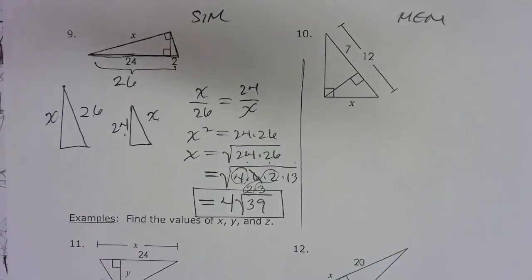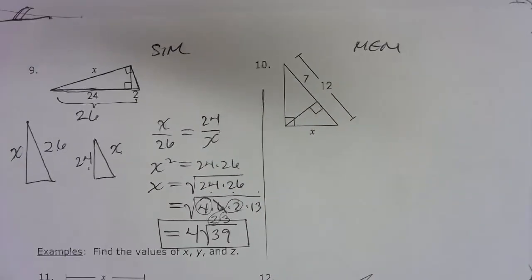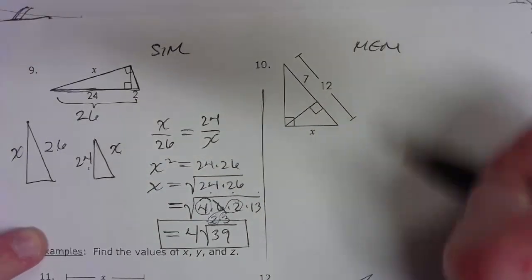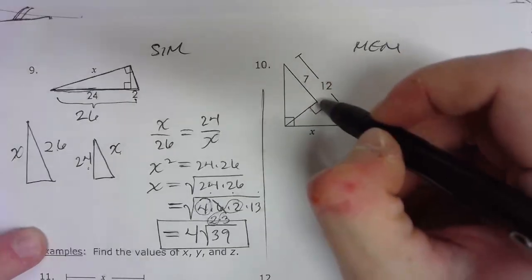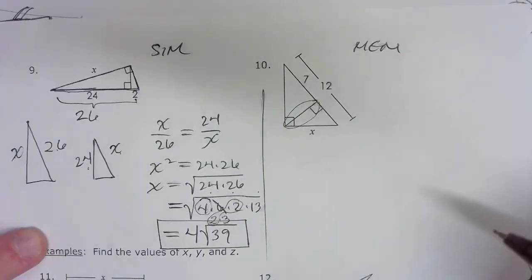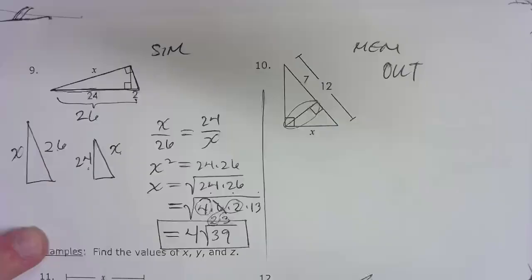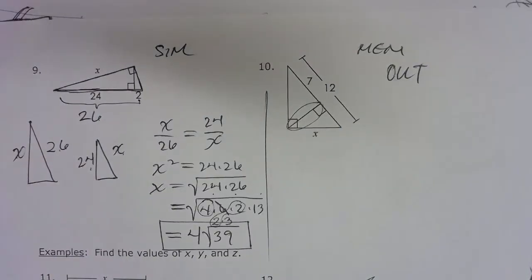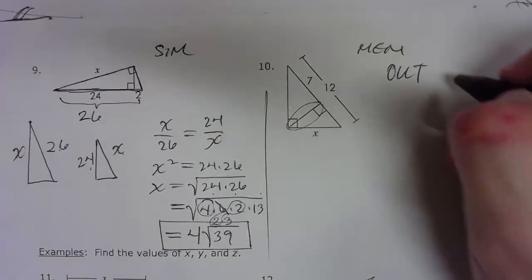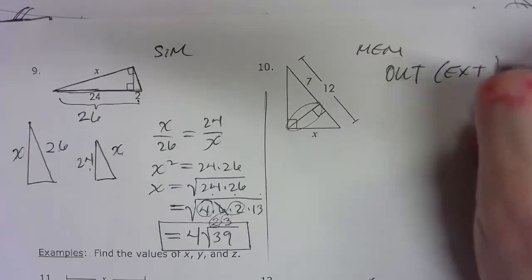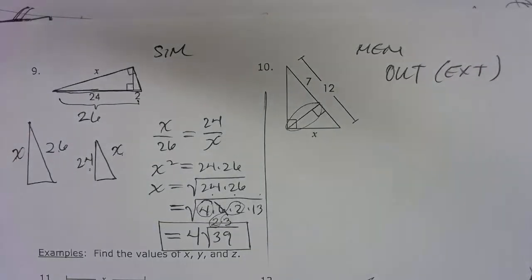So, for this final problem here, we're going to do memory. Hopefully, memory people got the same answer. Now, memory people, let's see what we got. So, notice in this problem, I will not be using the altitude. So, this must be an outside problem, or exterior, it's sometimes called. If you go watch Khan Academy or Chemistry Tutor or something like that, they may call it exterior. I'm not certain. Doesn't matter. It means the same thing.